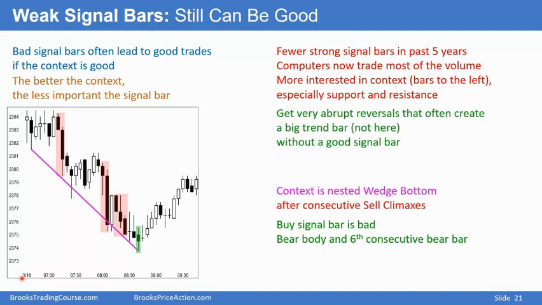Because of the computers buying at support, selling at resistance, you often get very abrupt reversals. And a lot of times you won't have a good buy signal bar at all, but then you'll have a huge bull trend bar. We don't have that here, but that's common. You often get a very good, very violent reversal up without a good buy signal bar.